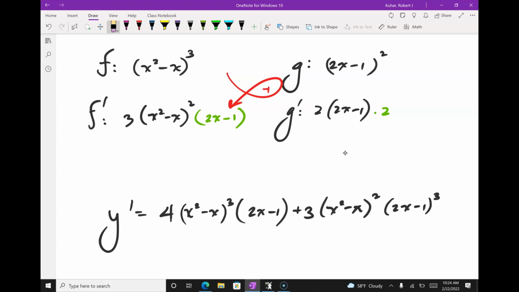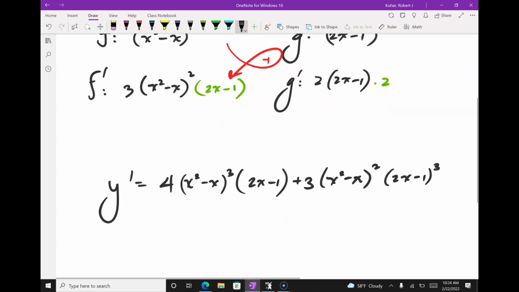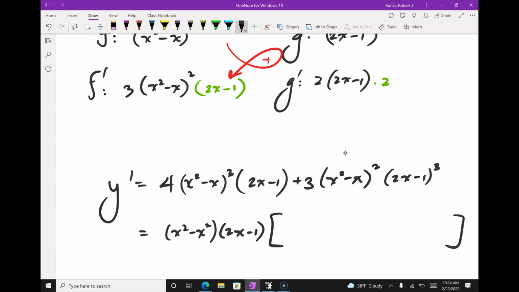Everybody okay here? I can factor out an x squared minus x to the second power and a 2x minus 1 to the first power. What do I have left in the first term? I have 4 times x squared minus x squared plus 3 times 2x minus 1.